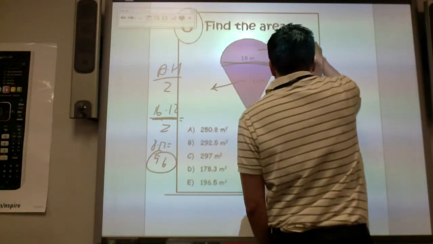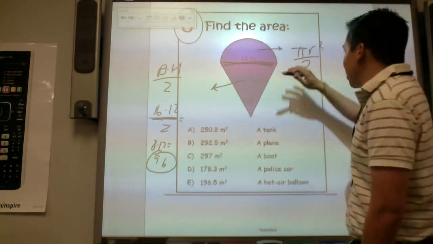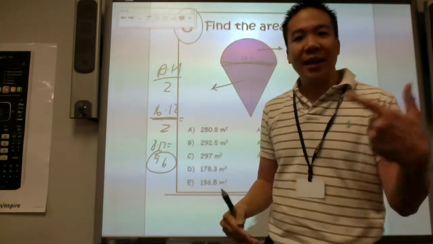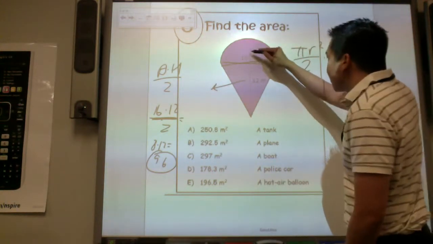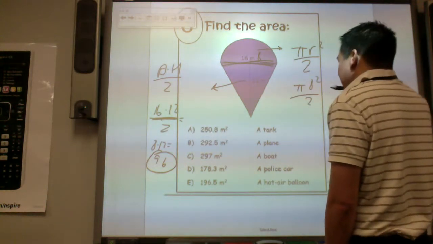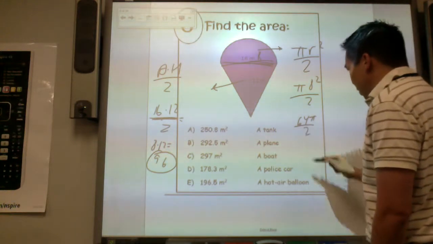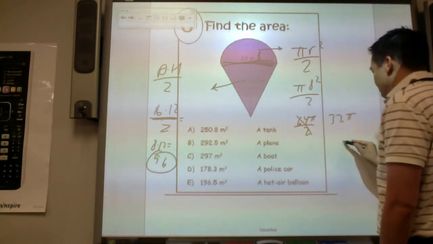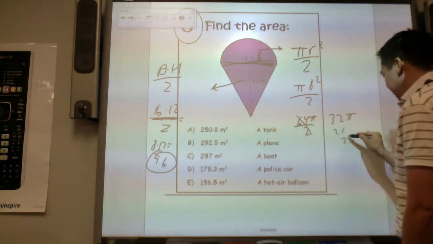Let's do the semicircle. Remember, pi r squared divided by 2. Wait, no, actually it's pi r squared. That's a full circle. But since this is a semicircle, I need to divide that number by 2. What's the radius here? 8. So pi times 8 squared. Oh goodness. So 8 squared is 64 pi divided by 2. Divide this by 2, you get 32 pi. So we have, what is 32 times 3.14?